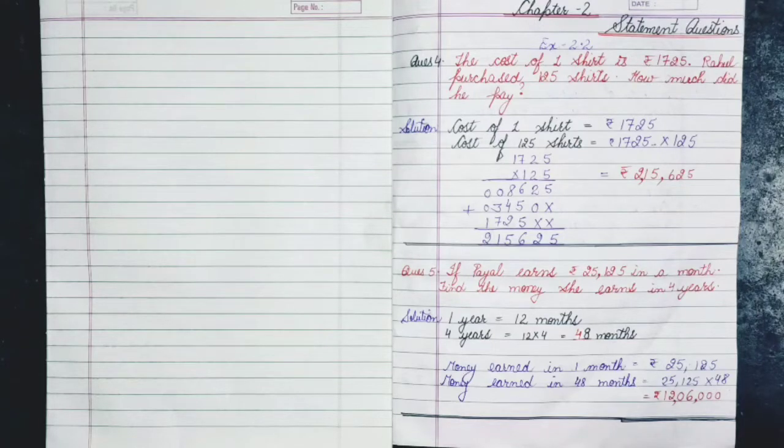As we were doing our second chapter, the 4 basic operations, today we will do the statement questions of exercise 2.2. Class, when you open your book, chapter 2 and exercise 2.2, you will see that the statement questions are starting from question 4. So let's start with those.